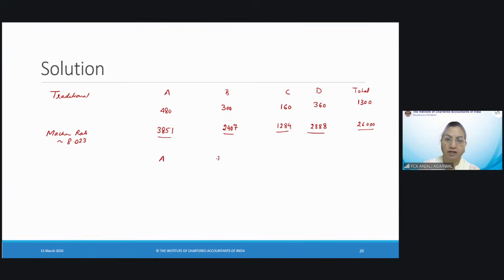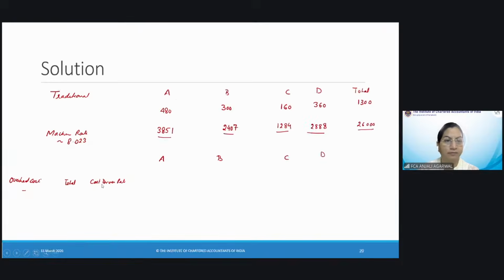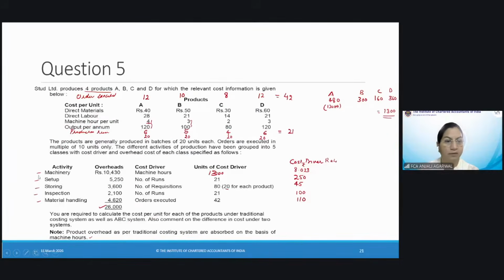Now let us look at ABC. So you will write here overhead cost, total of that, and cost driver rate. So the overheads are machinery, setup, storing, inspection, and material handling.